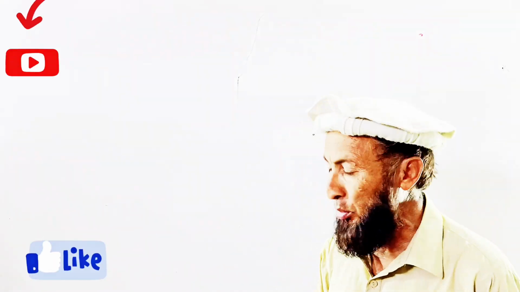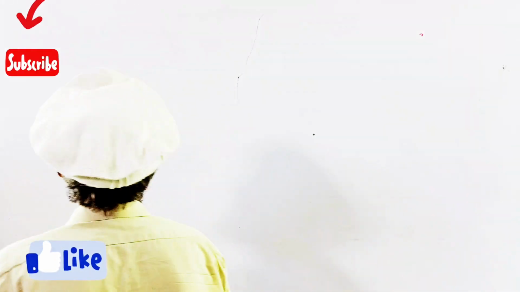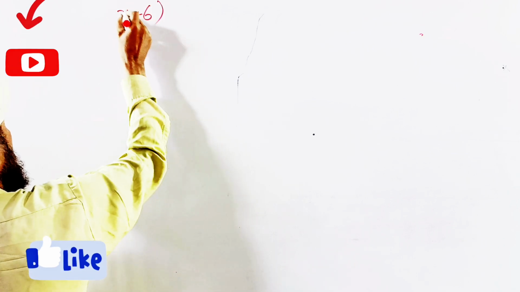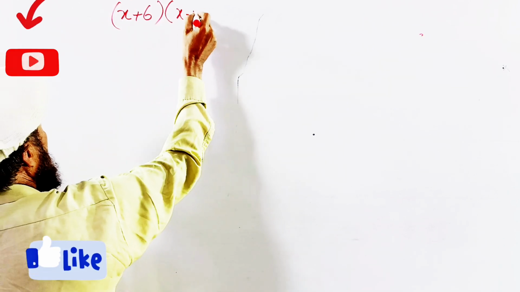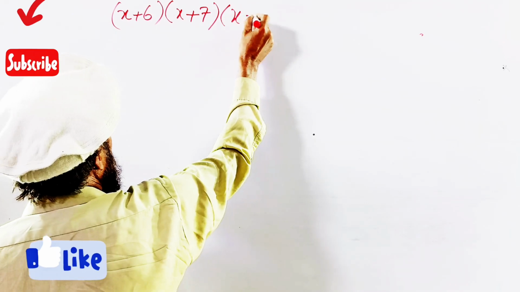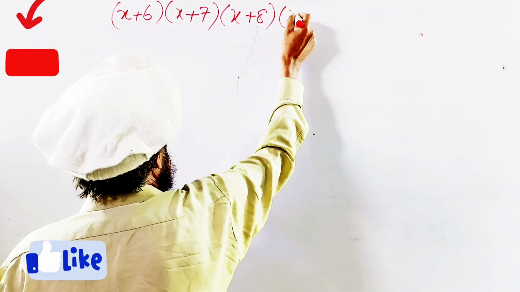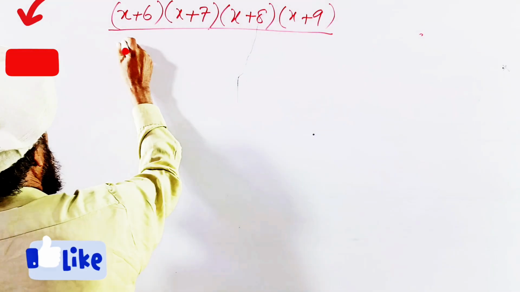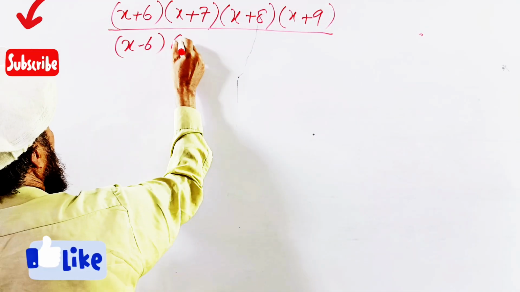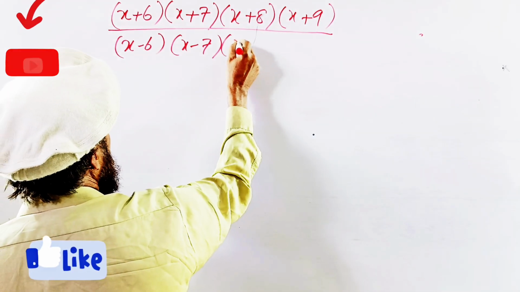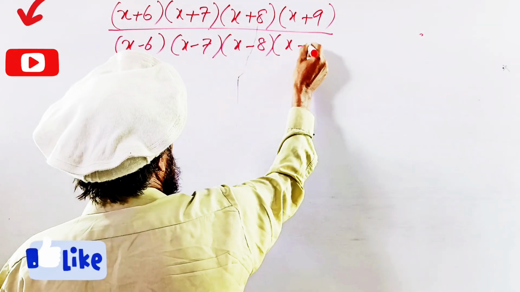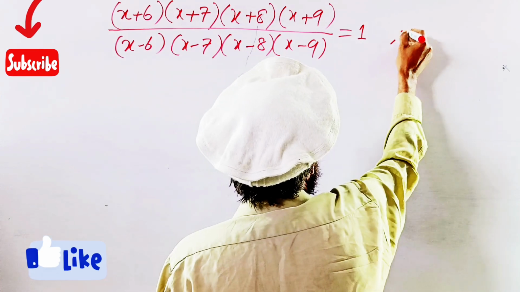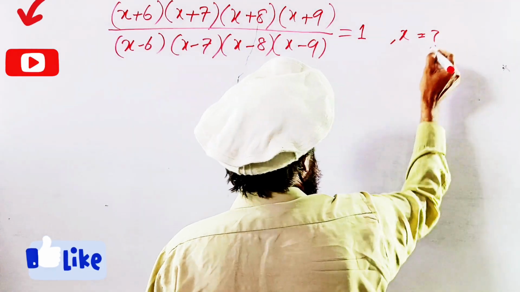I have a new tricky question for you. Let's start: (x + 6)(x + 7)(x + 8)(x + 9) divided by (x − 6)(x − 7)(x − 8)(x − 9) is equal to 1. How do we calculate the value of x, which is unknown?